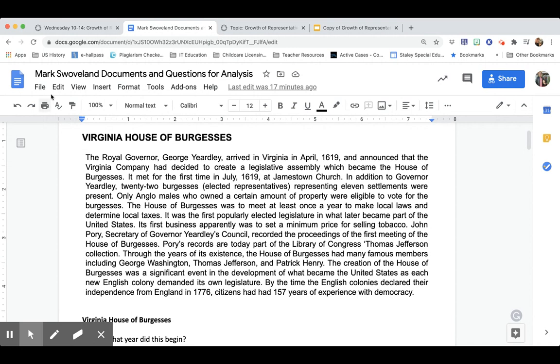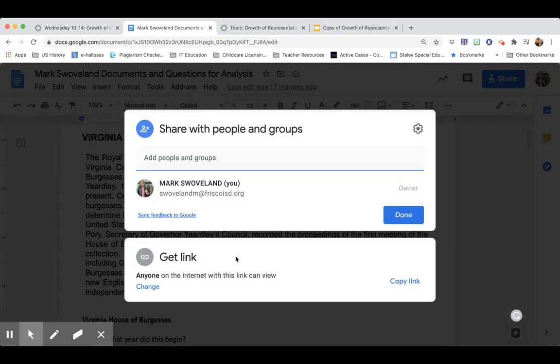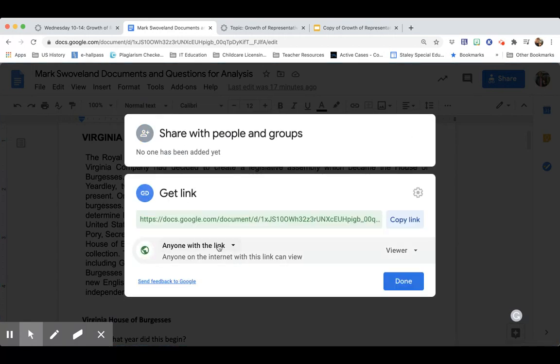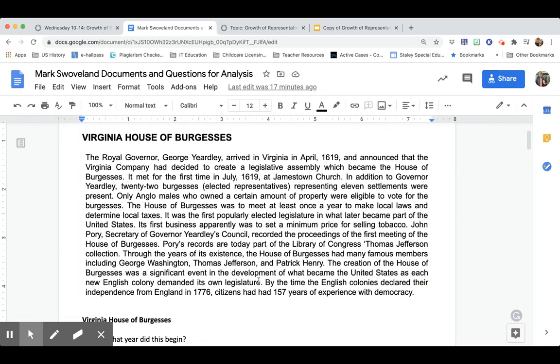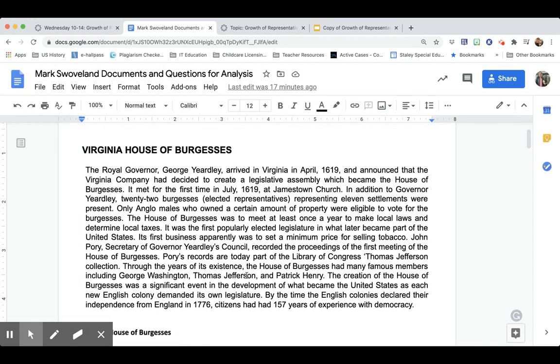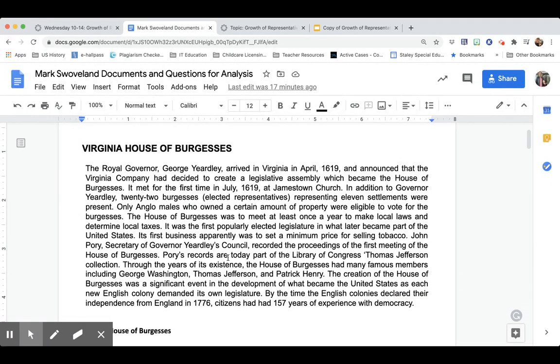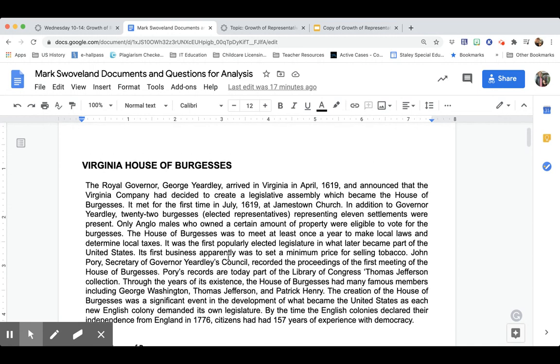All right, so one more time, remember what you did is you put your name into the document. So I put my name in here, and we're also going to click sharing settings, and we're going to change this so that anyone with the link can view. Okay, so you're going to change that and click done. That way, when you turn this in, I can see it. All right, so let's go ahead and get started.